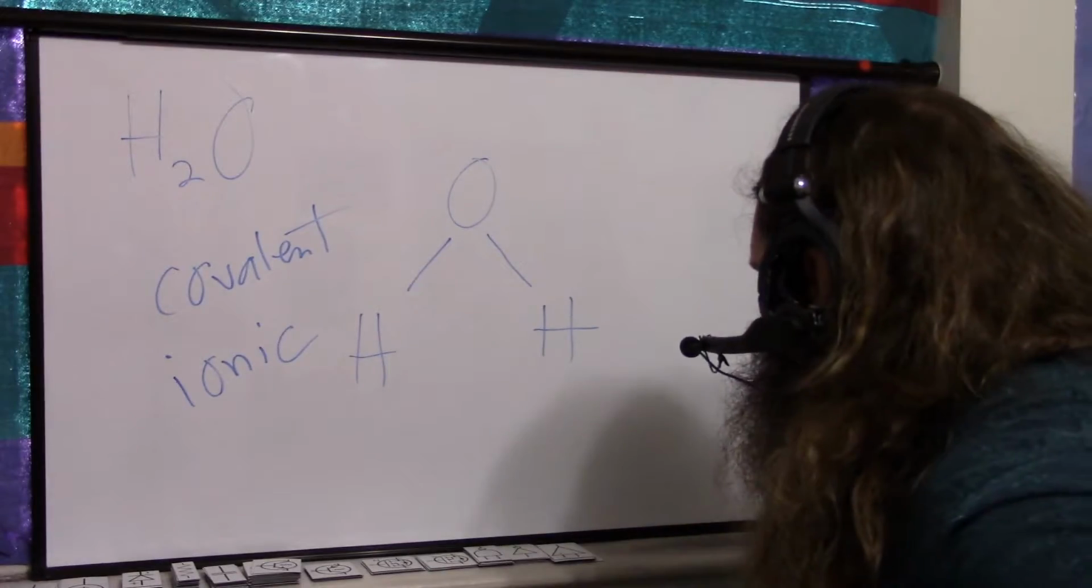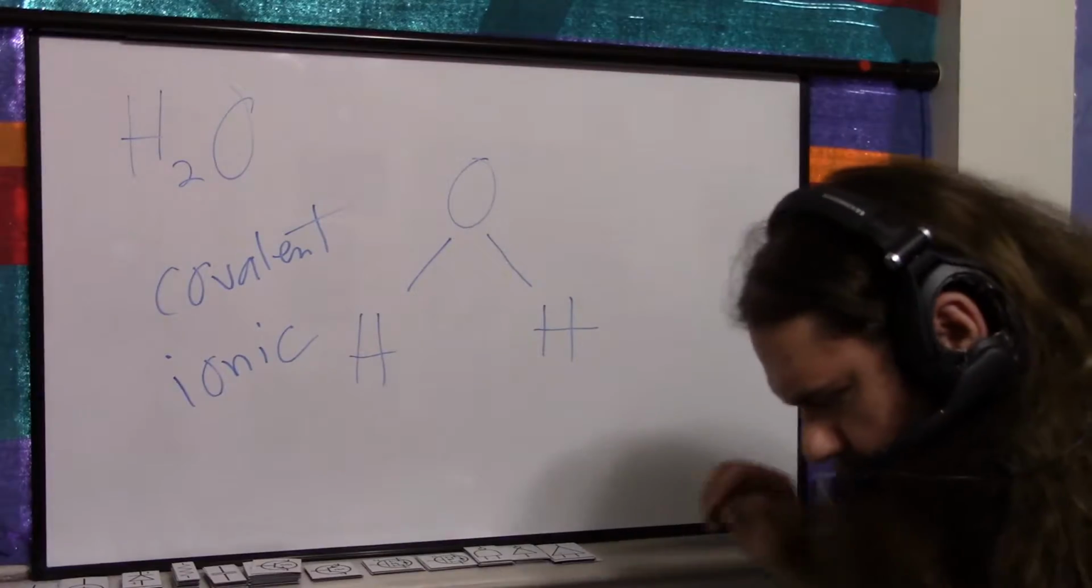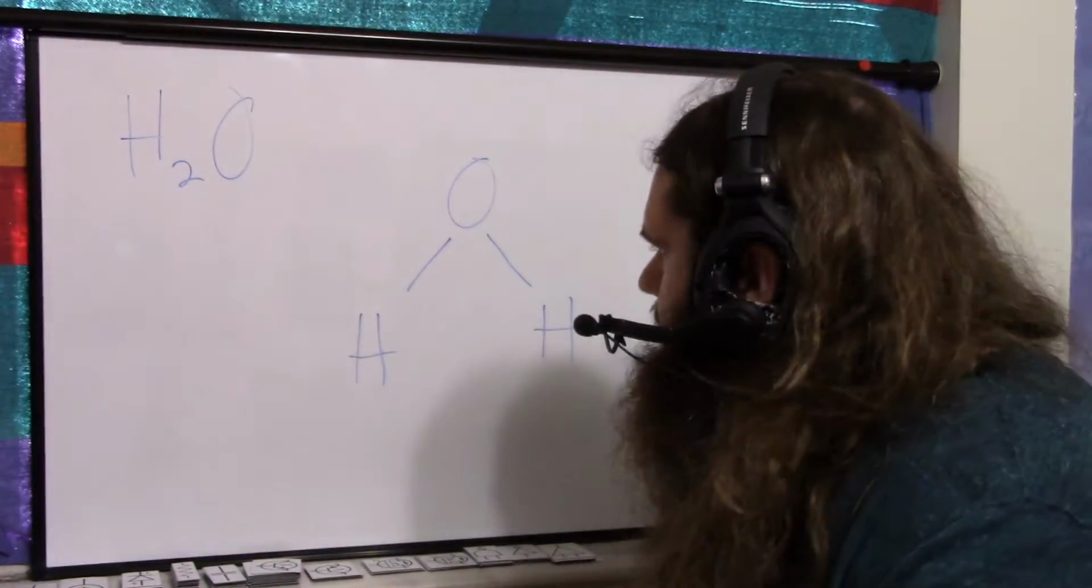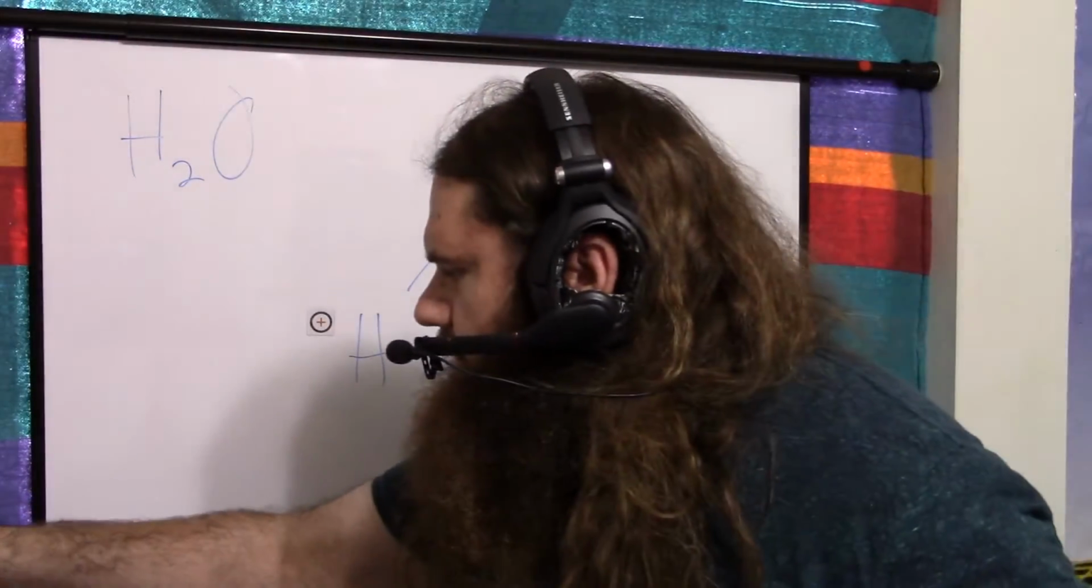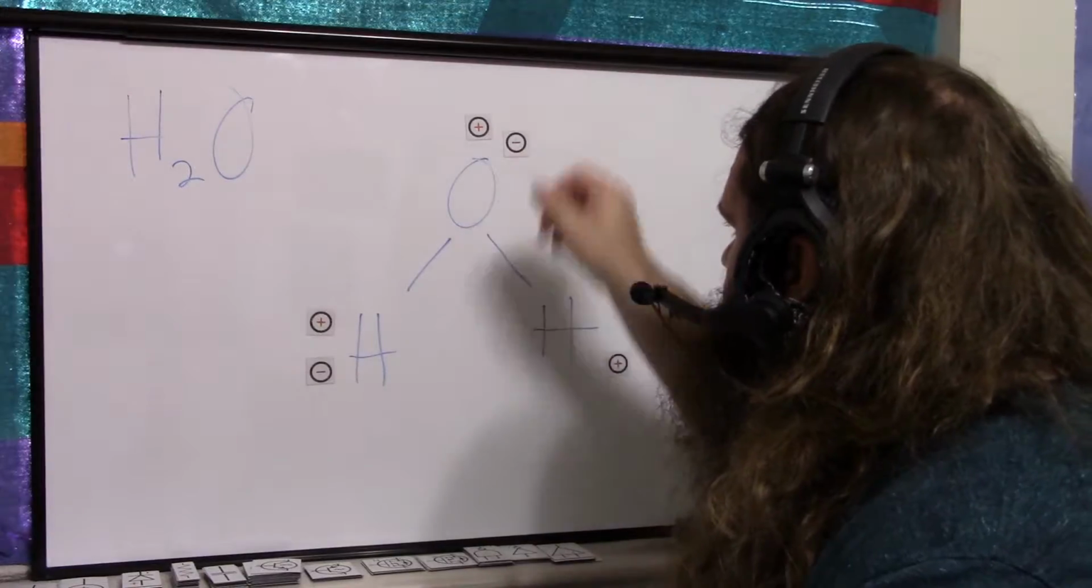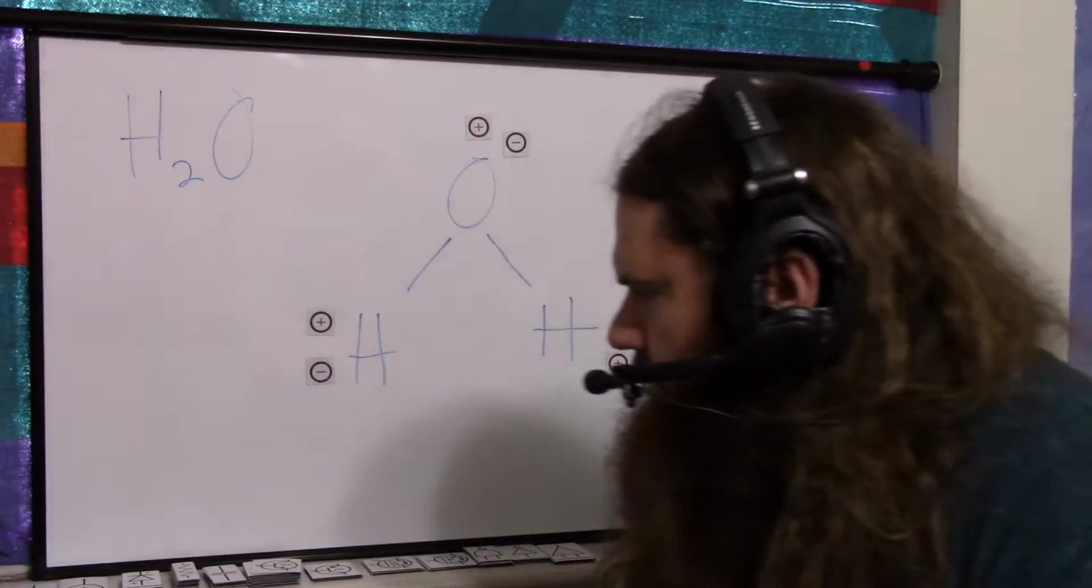In this case, water is bonded ionically. And where's my doggone eraser? So like I said, they're electrically neutral. You've got positive on each of these, that's the protons, and you've got negative on each of these, that's the electrons. Same number, electrically neutral.